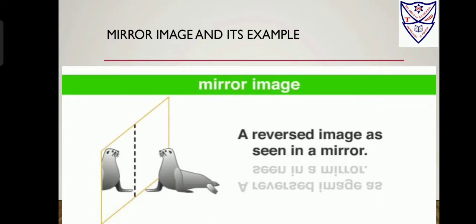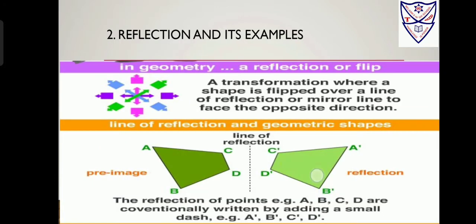Now we will go to the reflection and its example. In geometry, a reflection or flip means it will flip. It is a transformation where a shape is flipped over a line of reflection or mirror line to face the opposite direction. Now see here A, can you see here the A point? On the left hand side, this is a pre-image and this is the reflection image. Now A is visible on the left hand side, but in the mirror image, in the reflection, it will show you on the right hand side.